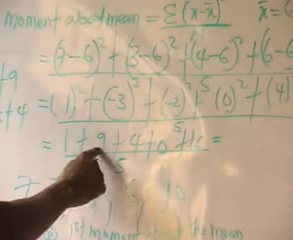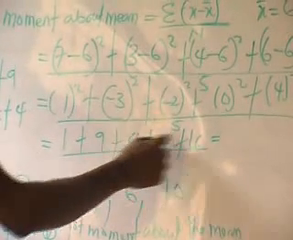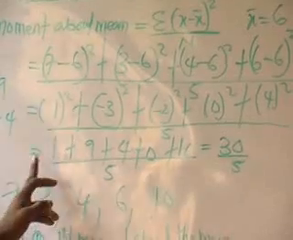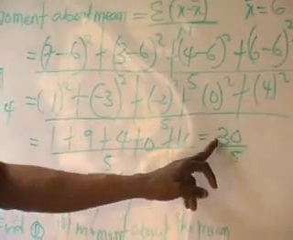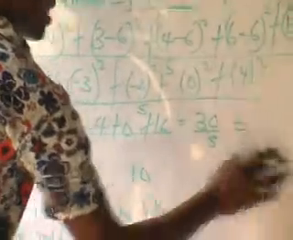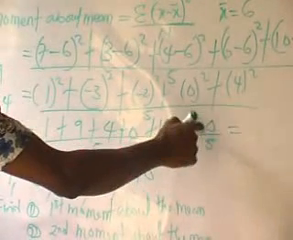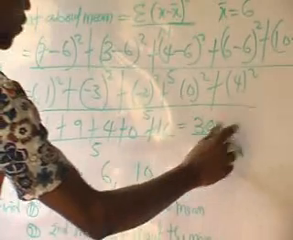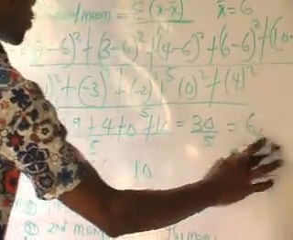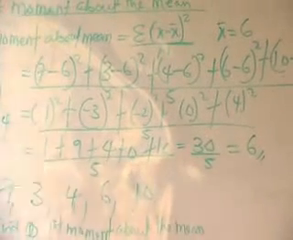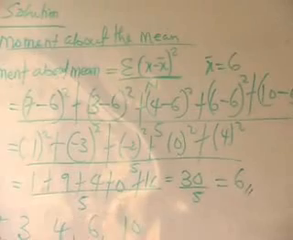So this plus this is 10, plus this is 14. 14 plus 16 will give us 30. So if you add everything up here, it will give us 30. And then 30 divided by 5 will give us what? 6. Are we together? So 30 divided by 5 will give us 6. So that is how we get the answer. So this is the answer for the second moment.